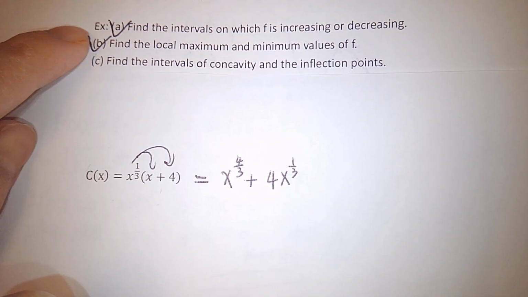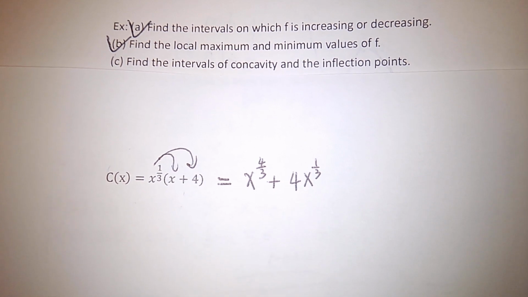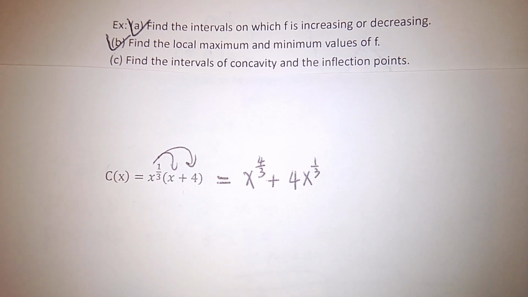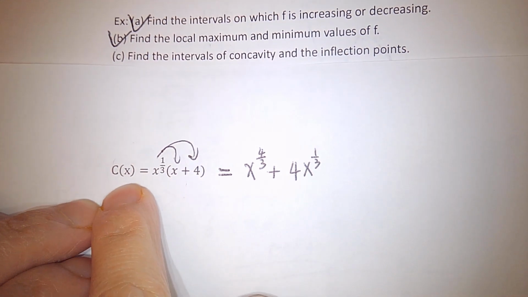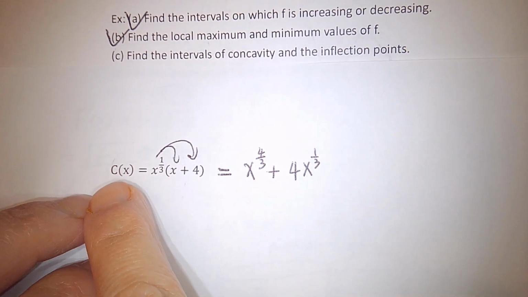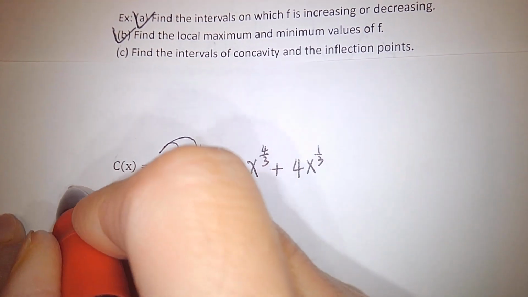Same thing, we are going to answer the first two questions, okay? Find the increasing decreasing interval for f and also local maximum or minimum for f, okay? So as we talked about already, first we know c of x equals this. We need to differentiate c, right?